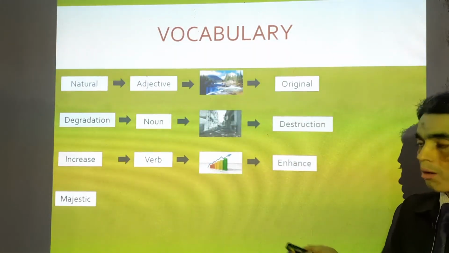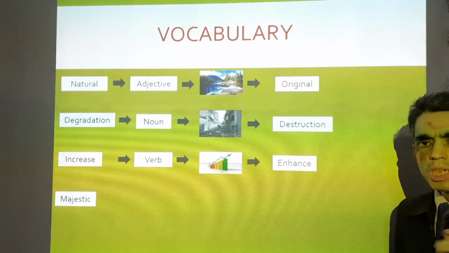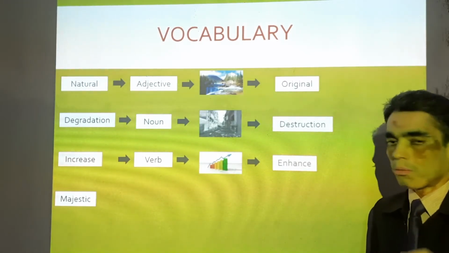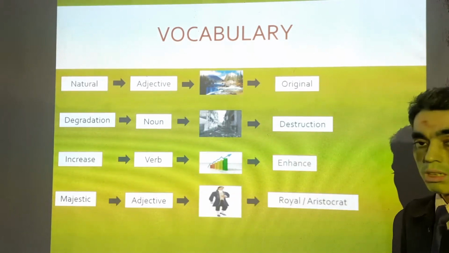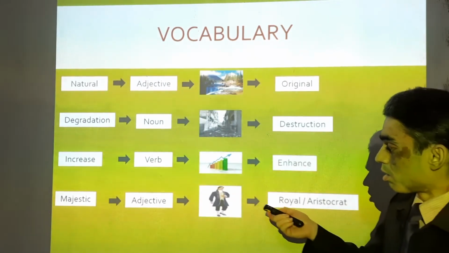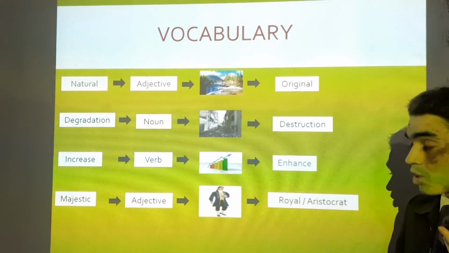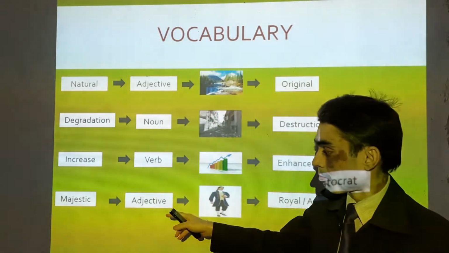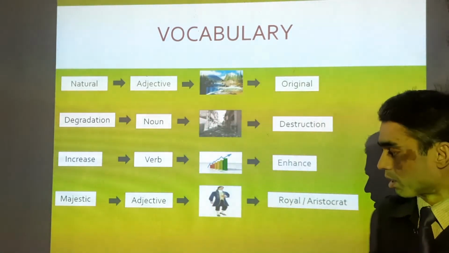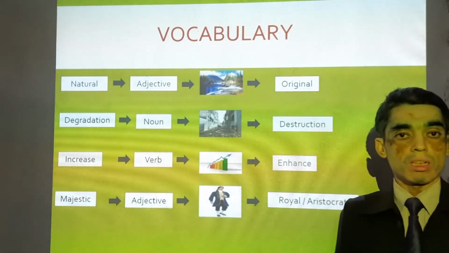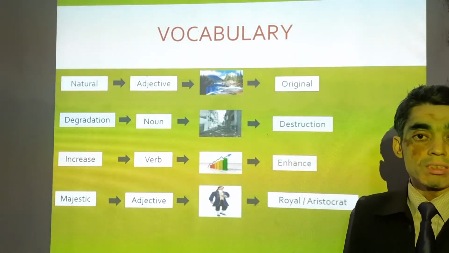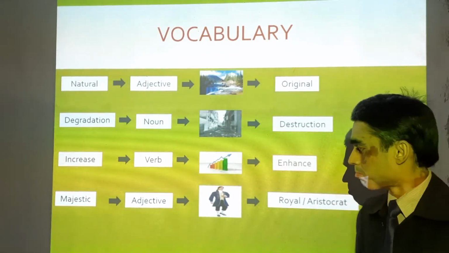Next word, majestic. What does the word majestic mean, or what does it refer to? The word majestic refers to this one. It's used as an adjective here in this text, in this lesson. So the word majestic means something royal, something just like a king, something related to kingship.